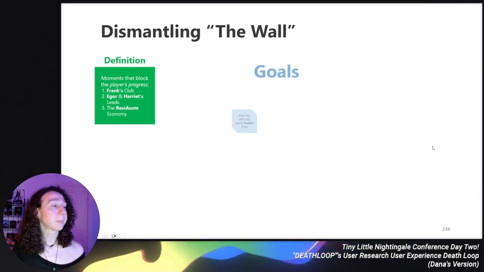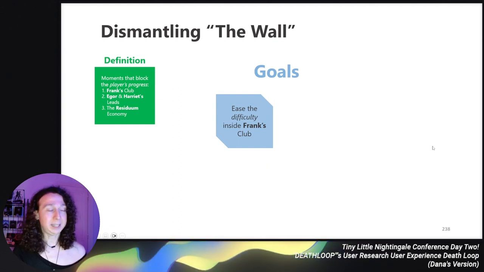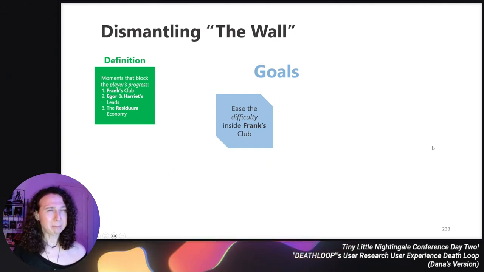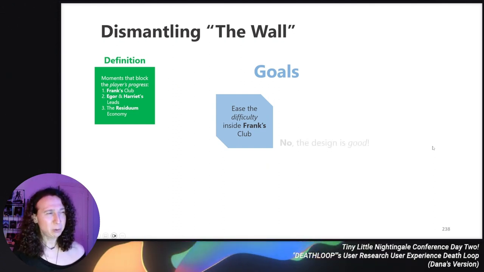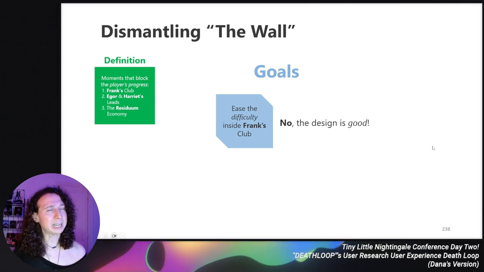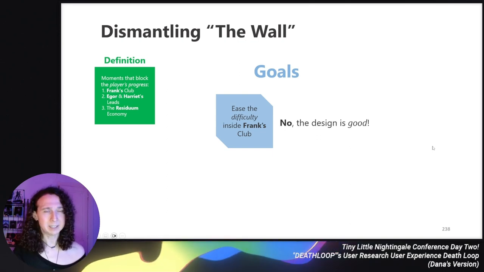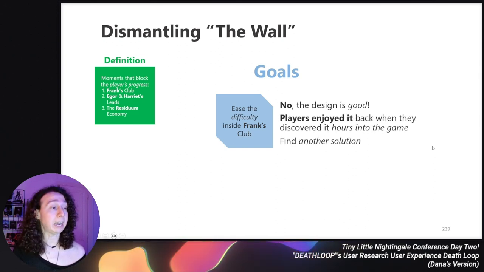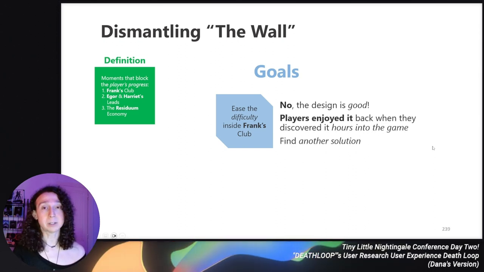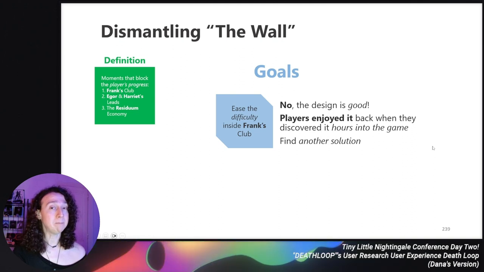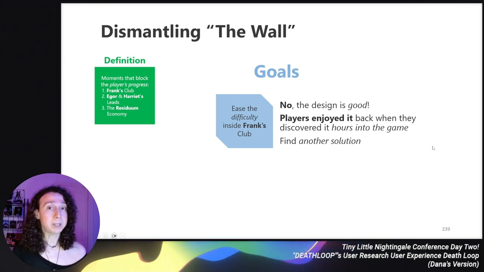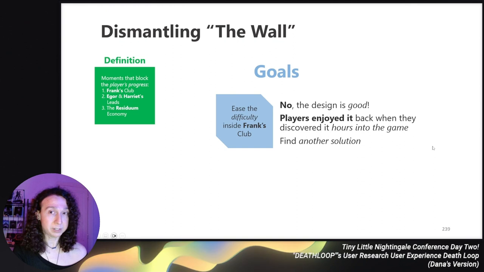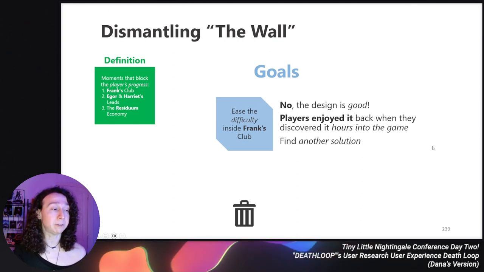First goal. We want to ease the difficulty in Frank's club. Except, do we really want to do that? Because we thought the design was good. We actually really liked the design of Frank's club. We thought it was one of the stronger visionary encounters. And back when players were only encountering it many hours into the game, we got good feedback on it then too. Players seemed to really enjoy it, so we wanted to find a different solution.